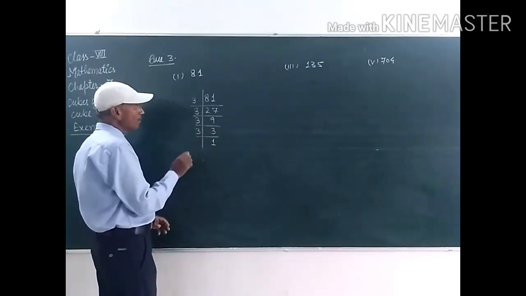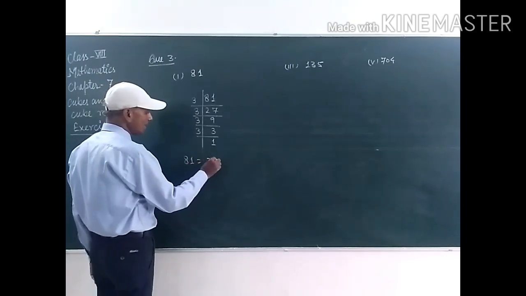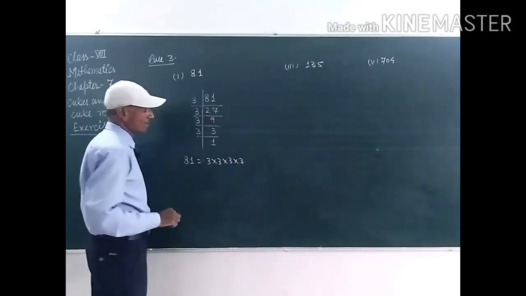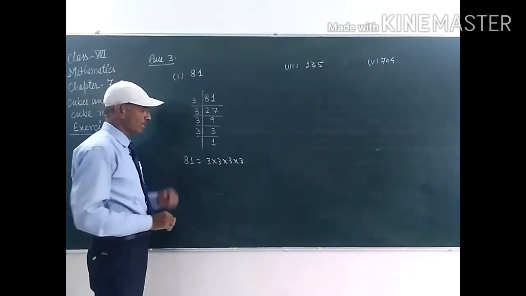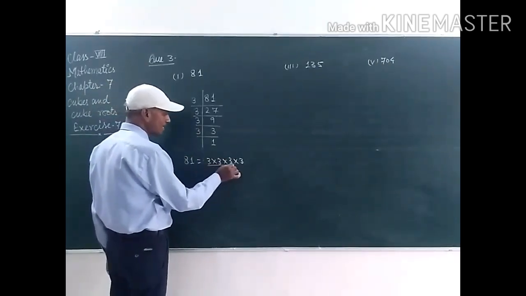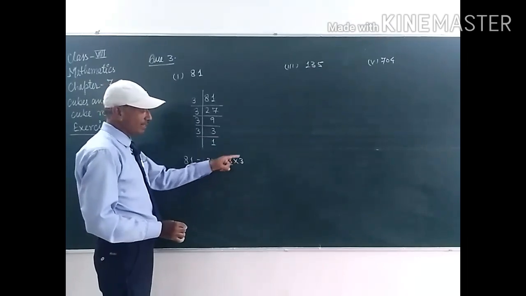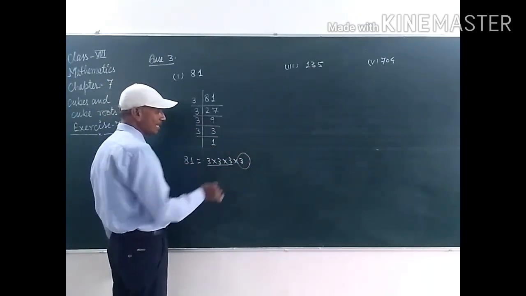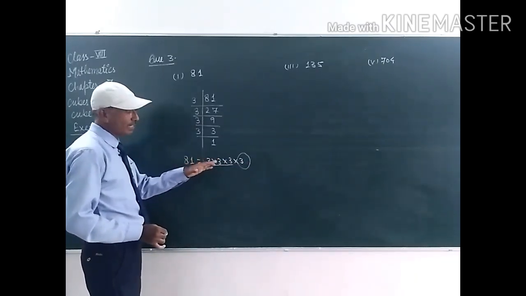So, prime factors of 81 is equal to 3 into 3 into 3 into 3. 3 is 4 times here, student, in this question. But if we find the triplets, then there will be only one group of 3, and this 3 is left here, student. So, this 3 is the least number by which we must divide 81 to make it a perfect cube.